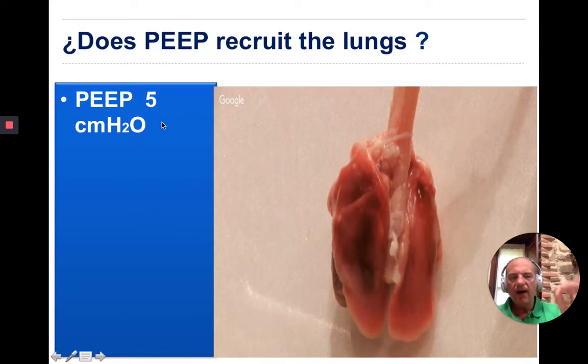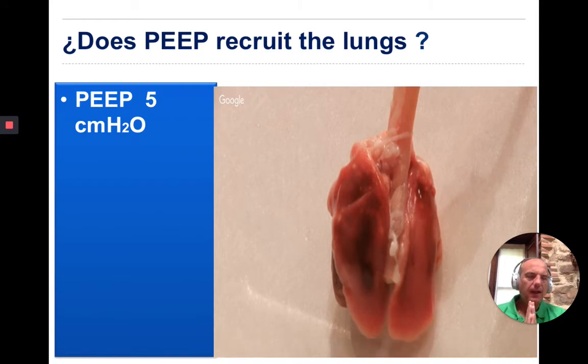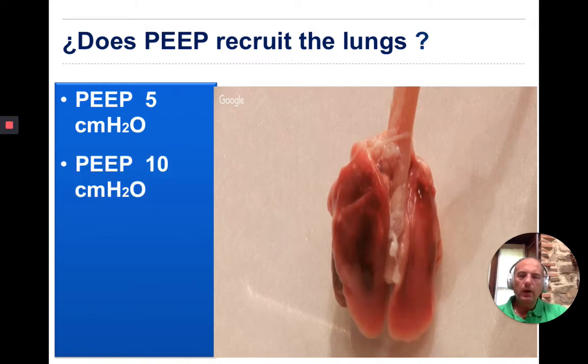After 3 hours of PEEP of 5, nothing had changed. So you don't recruit a single alveolus. I'm very sorry if you have been thinking about this, but it's totally untrue. That's what I tell you in my courses: physiology, physiology, physiology. First, master physiology, and then read papers. So whenever you go to 10 of PEEP, after 3 hours, nothing changed.